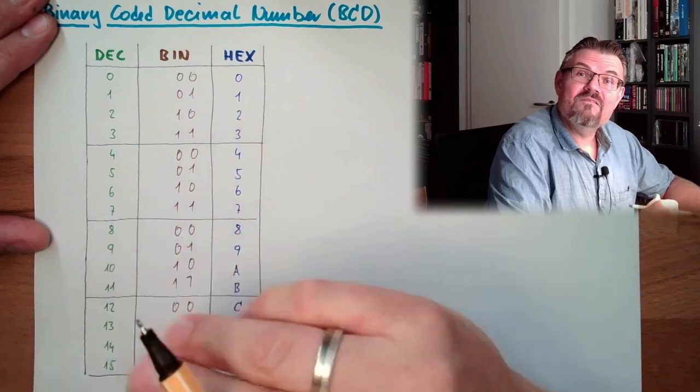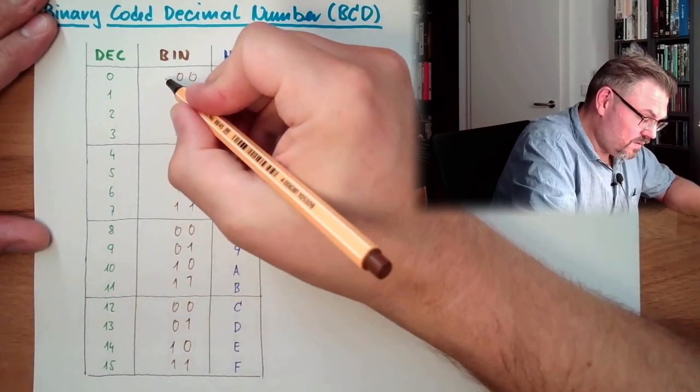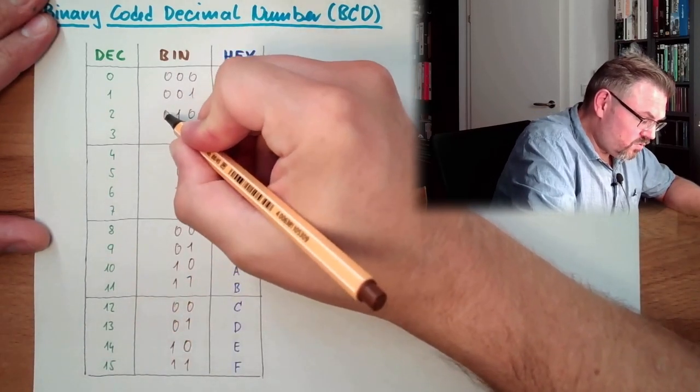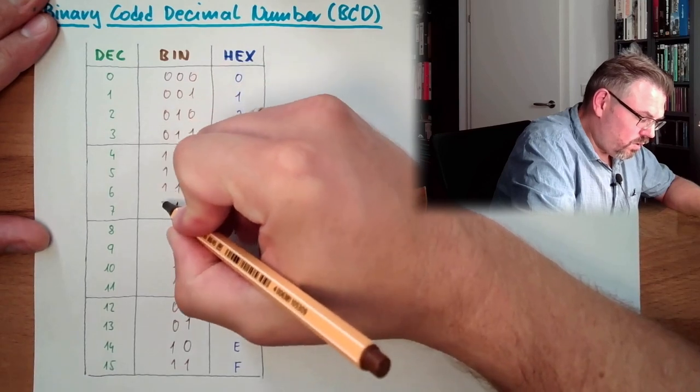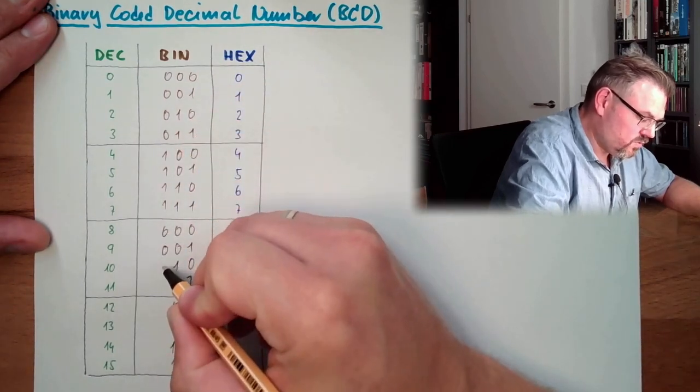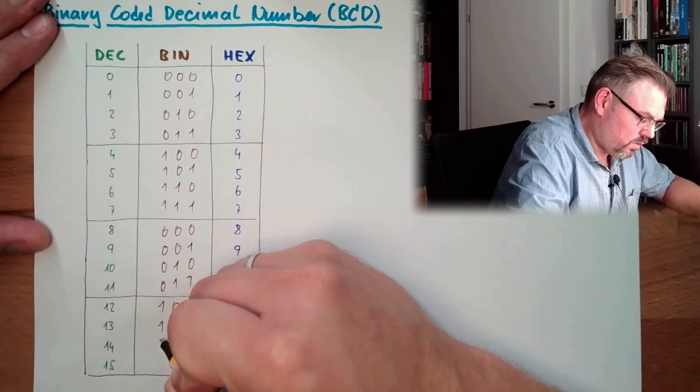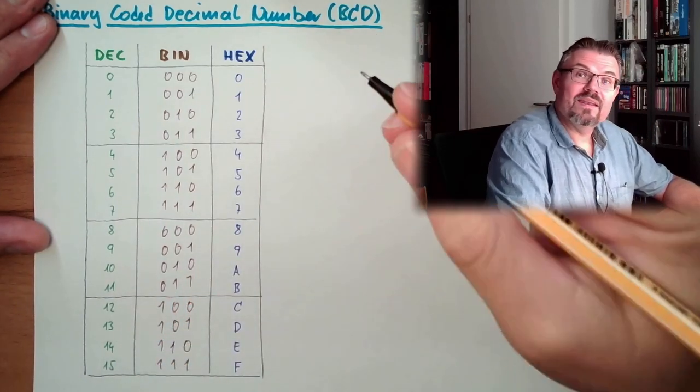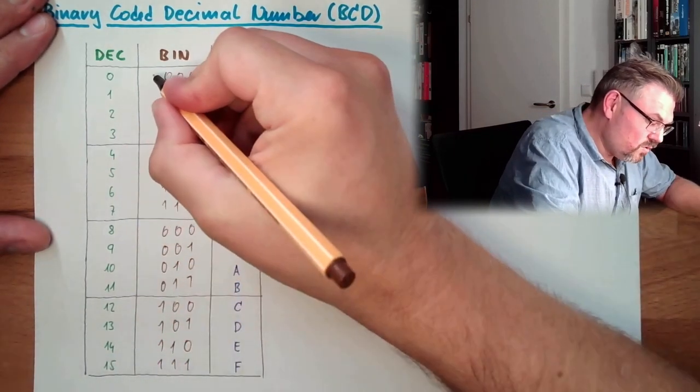And then every 4, every double: 0 0 0 0 1 1 1 1 0 0 0 0 1 1 1 1, and then every 8.